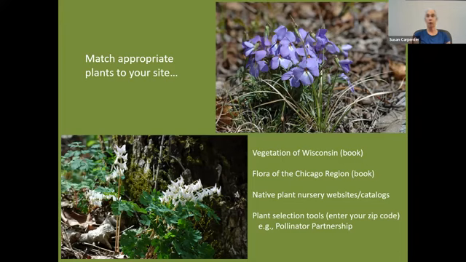There are a lot of resources for you to use to find out what plants grow together well in community and what plants grow well in which habitats. So I've highlighted a few here. The Vegetation of Wisconsin is a classic book by John Curtis that describes plant communities. And so you can look up certain species that you're interested in, find out what communities they grow in, and you can use that as your guide.